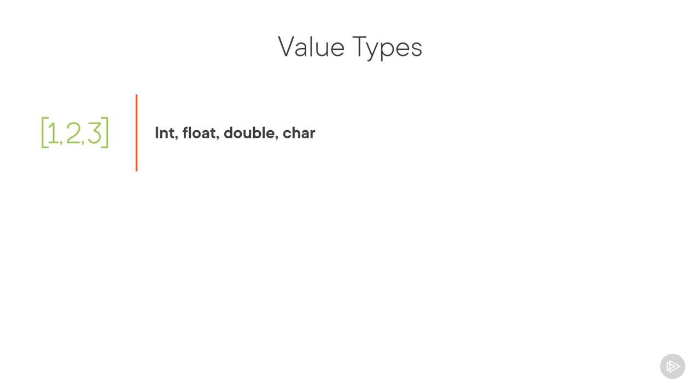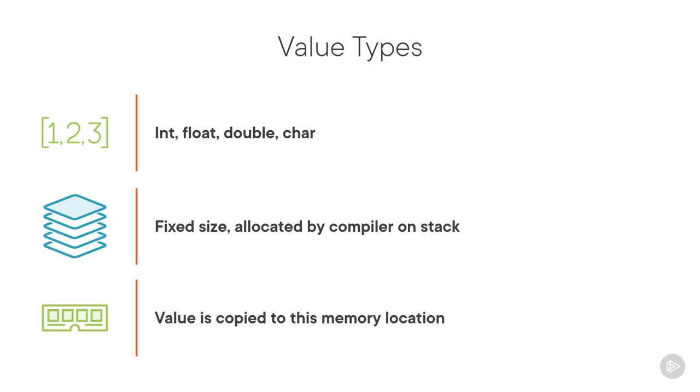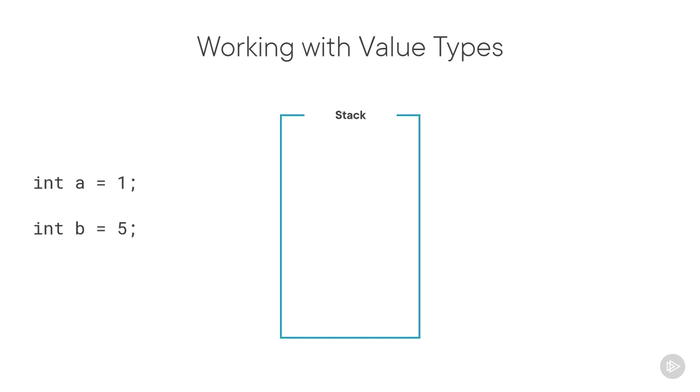Based on the selected type, the compiler will allocate memory for this on the stack. The type itself determines how much memory is needed to contain a value of that type. The actual value is placed in this memory location, so the value is directly stored in the memory location, hence the name value type. Let's see this inside of a diagram.